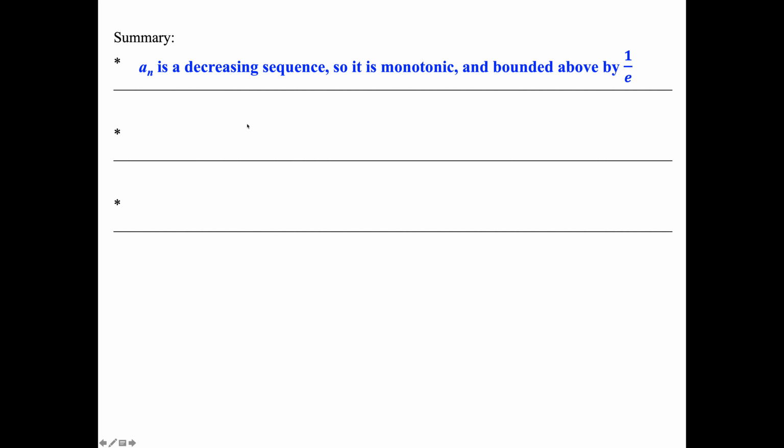All right, so in summary here, a sub n is a decreasing sequence, so it's monotonic and bounded above by 1 over e. That's our biggest value. That was our very first one. Okay, the limit as x approaches infinity for x times e to the negative x is the same as the limit as x approaches infinity of x over e to the x. By L'Hopital's rule, that becomes 1 over e to the x for our function, which again, hey, our denominator is bigger than the top, so that's approaching 0.